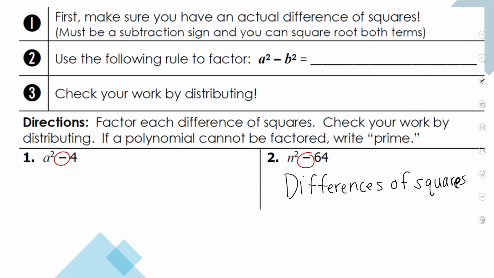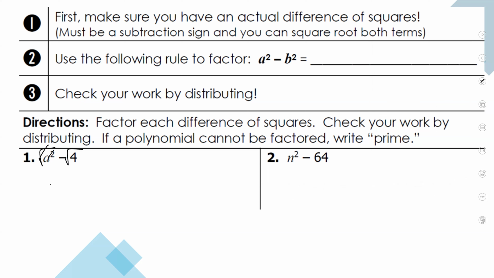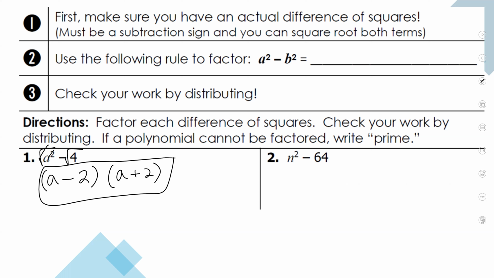Difference means subtraction. The reason why we call it difference of squares is because for these problems, you can easily do the square root of both of these. These are all perfect squares. So let's look at this. If I took the square root of this and the square root of this, what would I get? A minus 2. That's one of your factors. Now just do the opposite. Those are your factors. So that's the rule here. You do the square root of A minus the square root of B, and then you do the opposite with the plus sign.